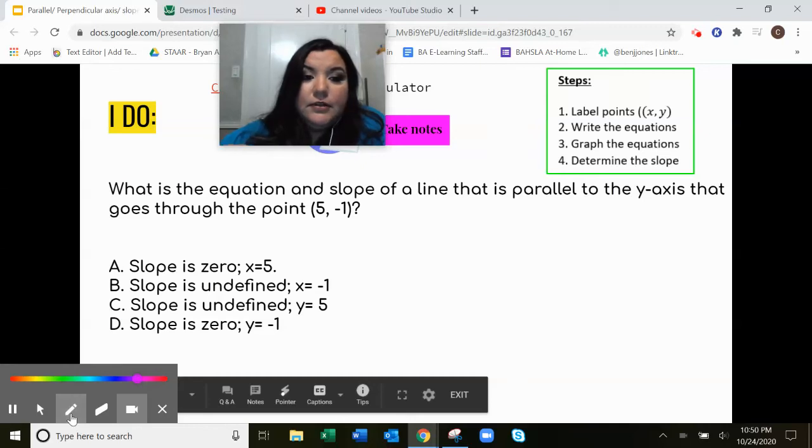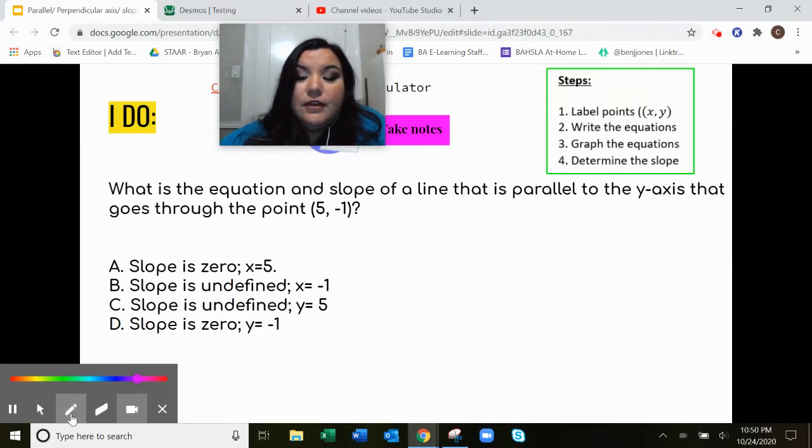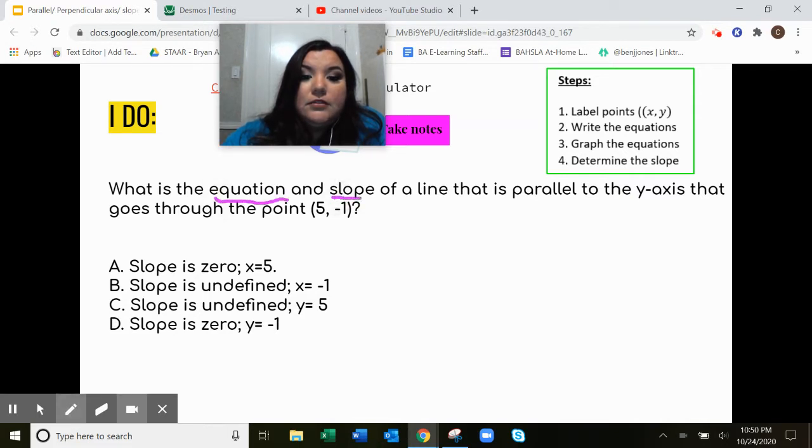All right, so we have a similar question here. What is the equation and slope of a line that is parallel to the y-axis and goes through the point (5, -1)? So we want to find the equation and the slope, which again I'm going to label as m, of a line that is parallel to the y-axis.